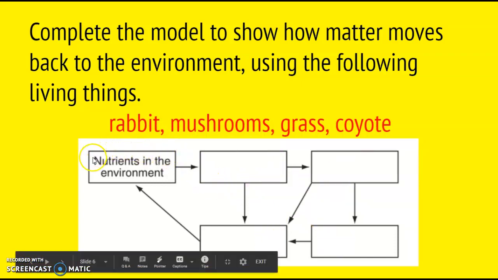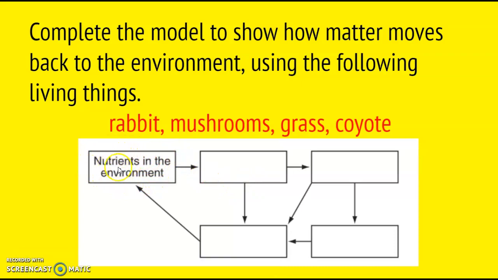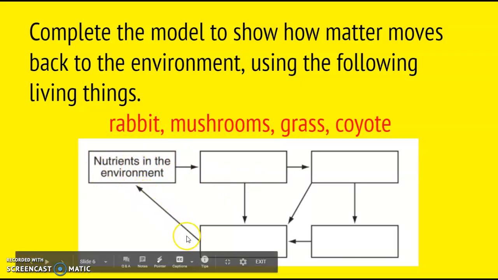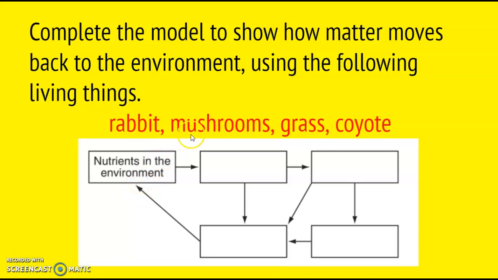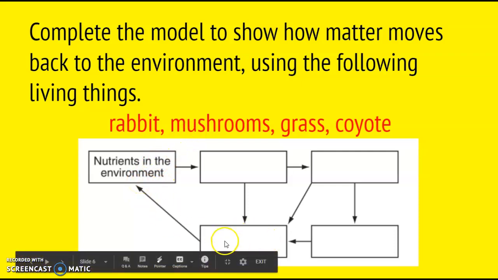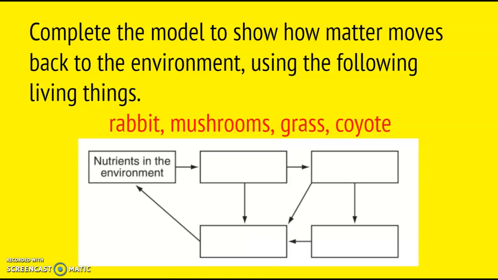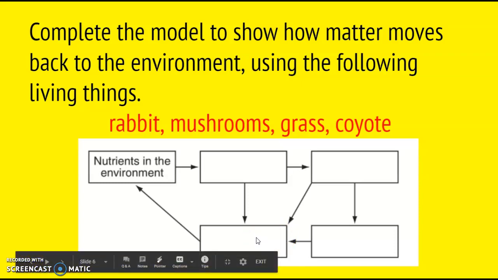So if we start with this box right here, it says nutrients from the environment. And if I follow this arrow back, so of these 4 organisms, what's putting nutrients into the environment? What's recycling nutrients into the environment? Well, that would be mushrooms. So I know that mushrooms are going to go in this box right here. You can't drag it. You just could point to it. So you would point to it and say, mushrooms go here.